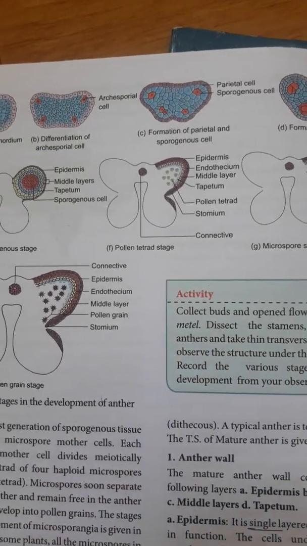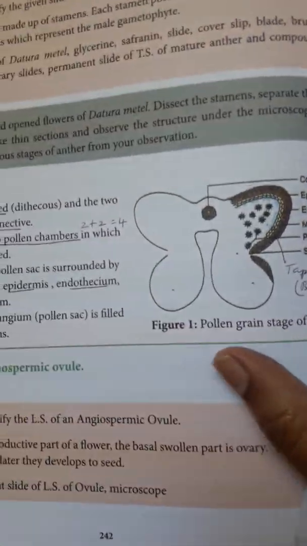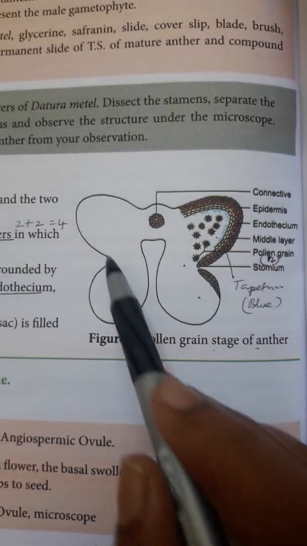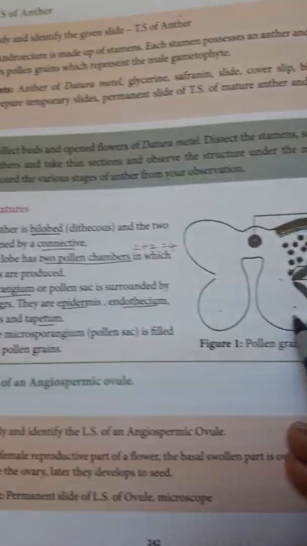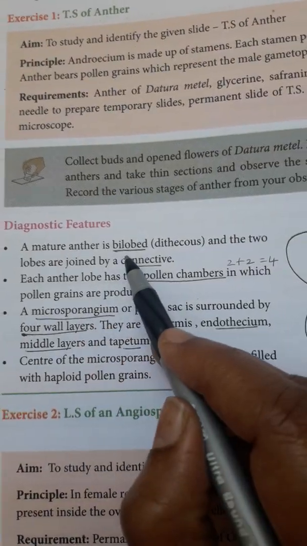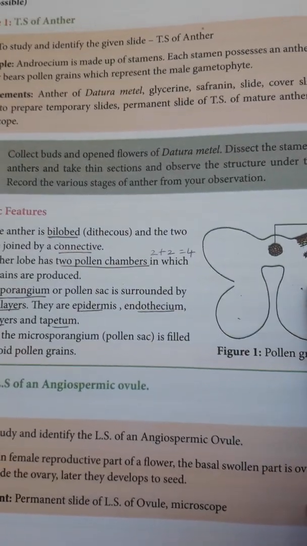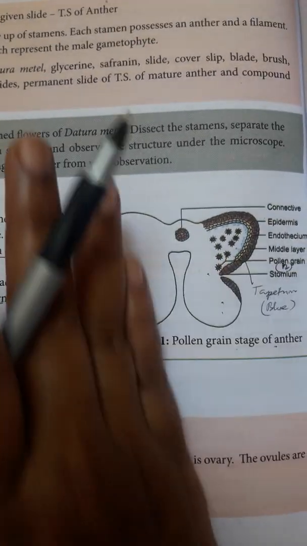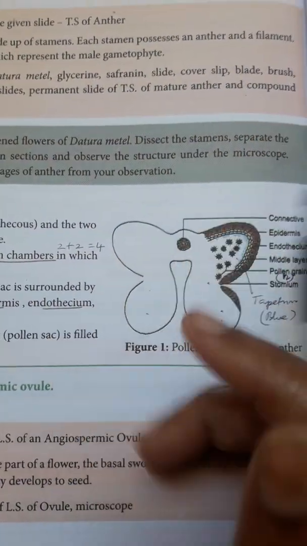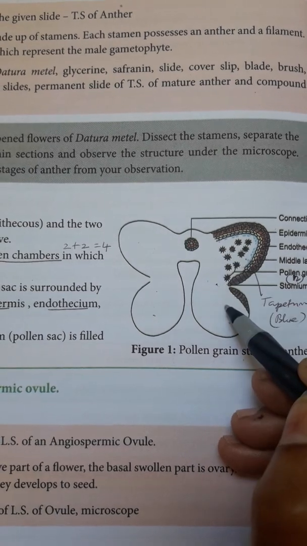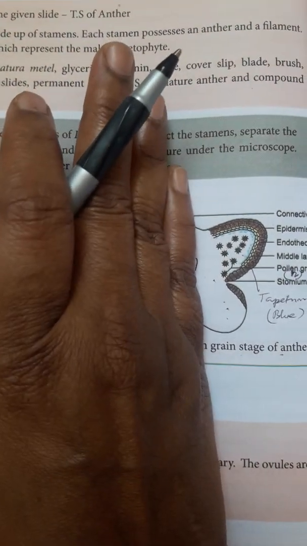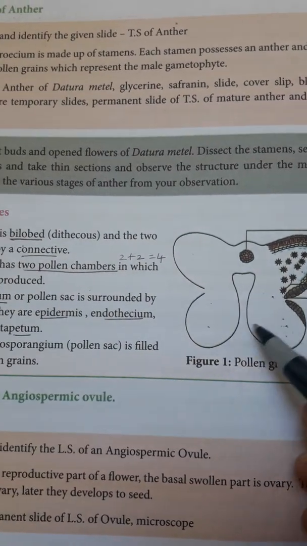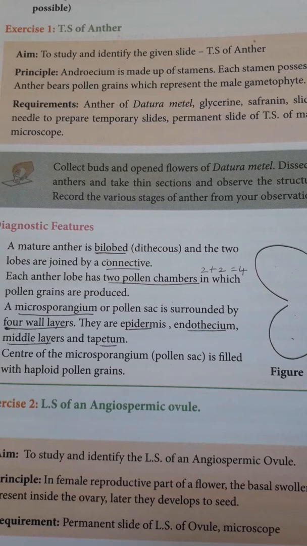Now let us learn a mature anther, because you have this in your practical syllabus. Pollen grain stage of anther. This is a mature anther. Okay, this is bilobed. Bilobed means dithecous. 2 lobes are found, and each lobe has 2 chambers. This is a lobe and another is a lobe. So 2 lobes are there. Each lobe has 2 chambers. Now on this right side it is a lobe and it has 2. So altogether 4 chambers are found here, and this is a microsporangium.